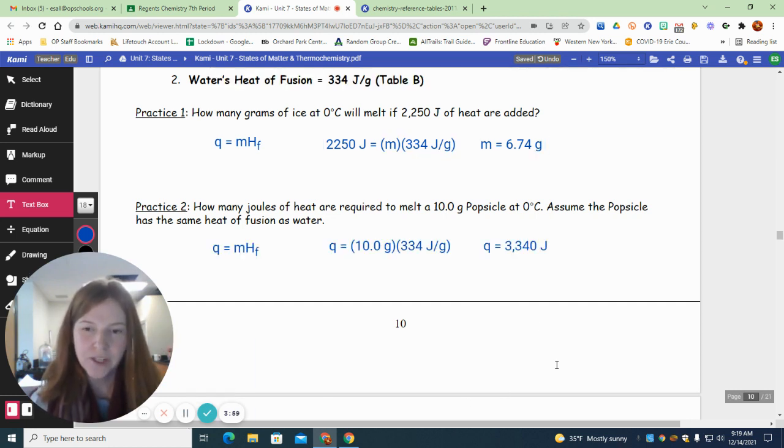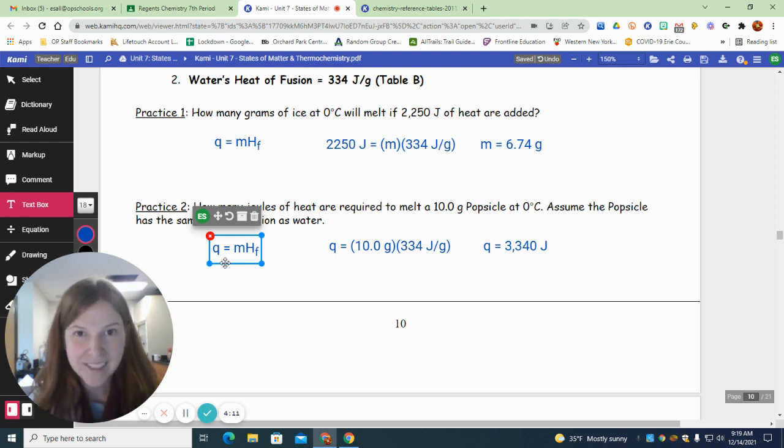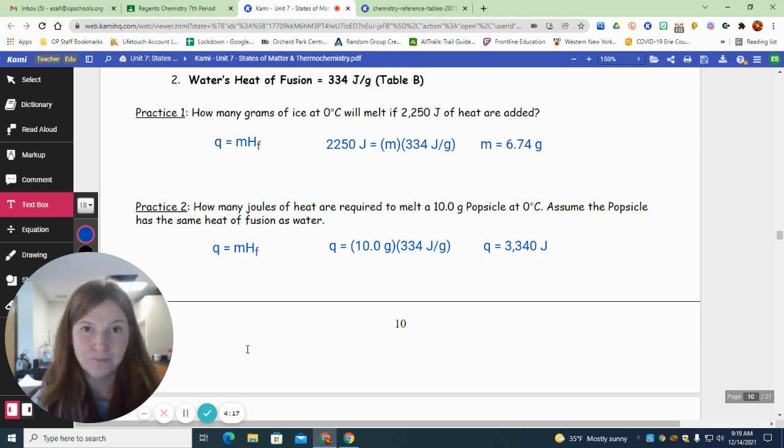So your final answer here, Q should be equal to 3,340 joules. There you go. So this is the formula, Q equals mH sub F. This formula is what we use anytime we are melting or freezing. That's when we use heat of fusion.